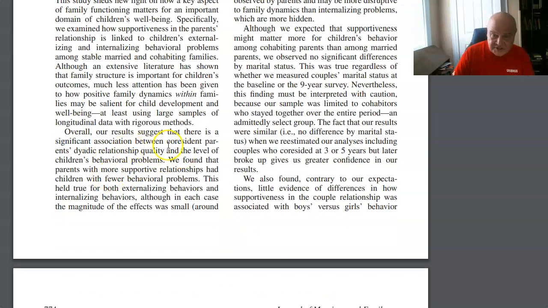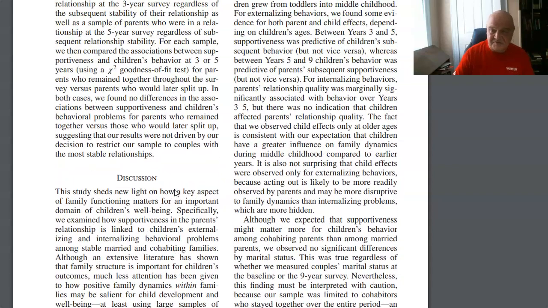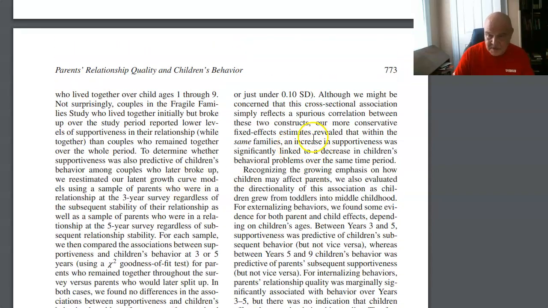So there's a relationship between co-resident parents. Dyadic means two, relationship quality. That means whether they're getting along or not. And the level of children's behavioral problems. Found that parents with more supportive relationships had children with fewer behavioral problems for both external and internal behaviors. Although in each case, the effects were small, okay?